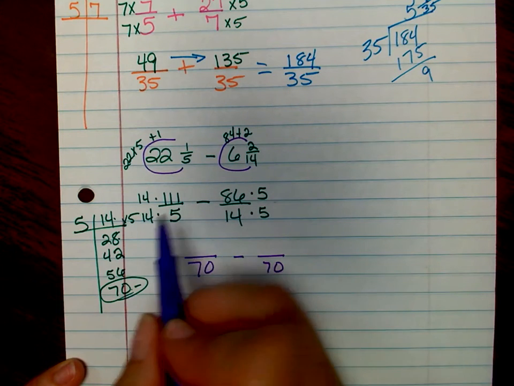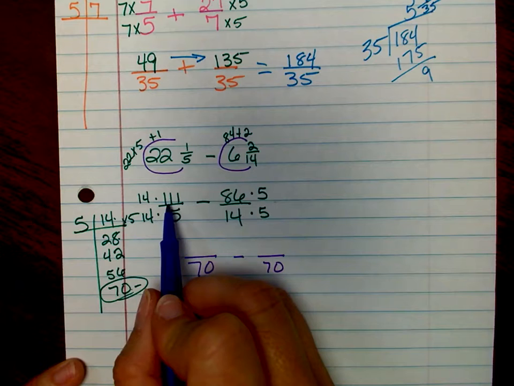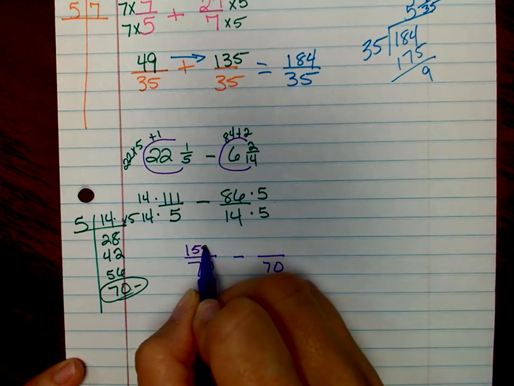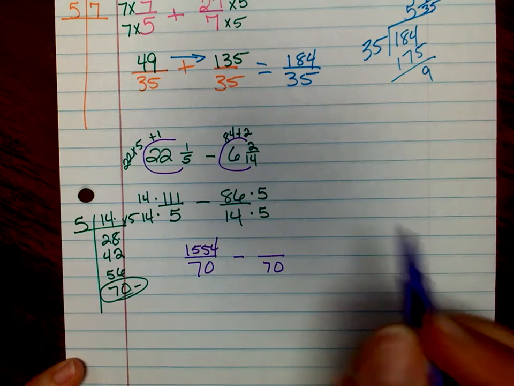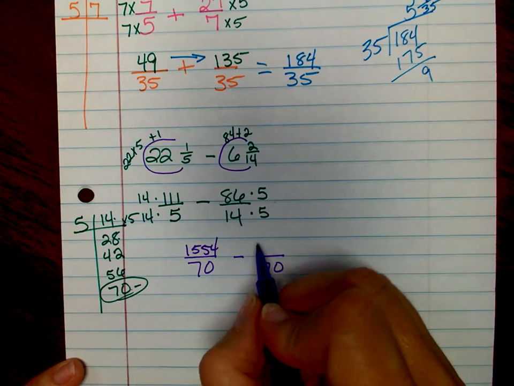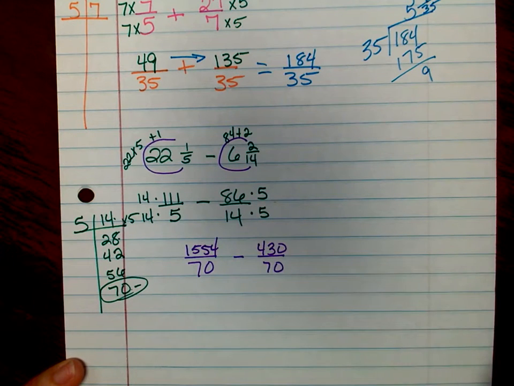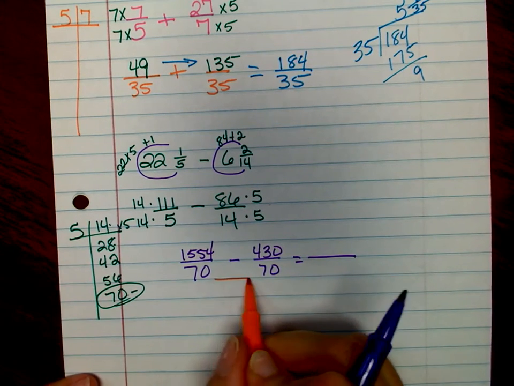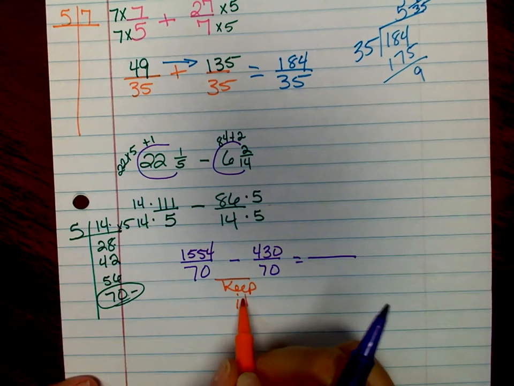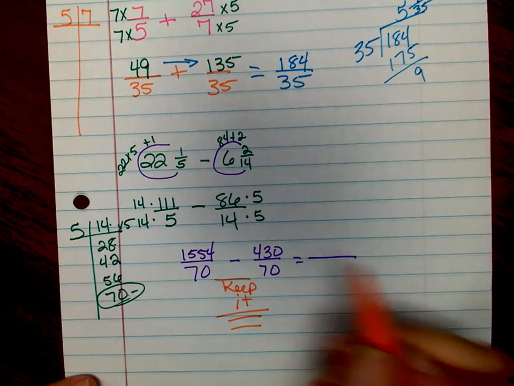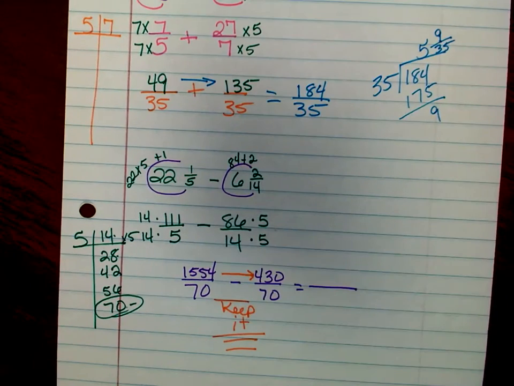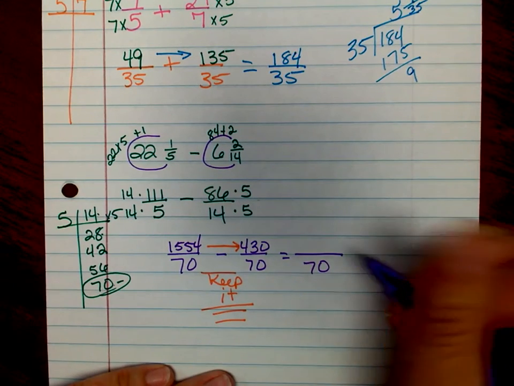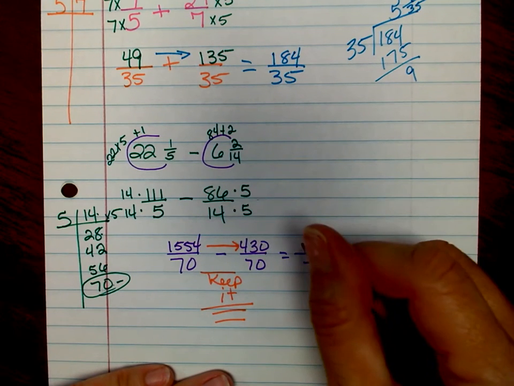I'm going to write that down. 14 times 111 should give you 1,554. 86 times 5 should give you 430. And so now that you found it, keep it. And then you're going to subtract these. So I'm going to move my 70 over here because I'm going to keep it. Found it, keep it. Subtract those two.